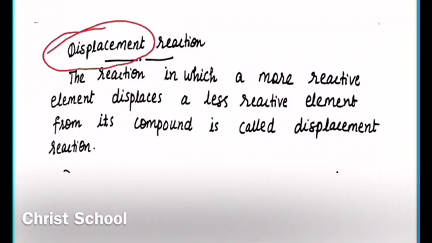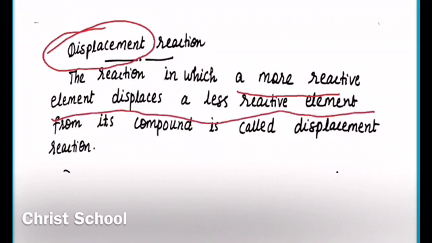So an atom or element will be displaced by another element or atom. This type of reaction is called displacement reaction. And so clearly we can see that a more reactive element displaces a less reactive element. This type of reaction is called displacement reaction. So we will see an example of this displacement reaction, then you will understand more about displacement reaction.